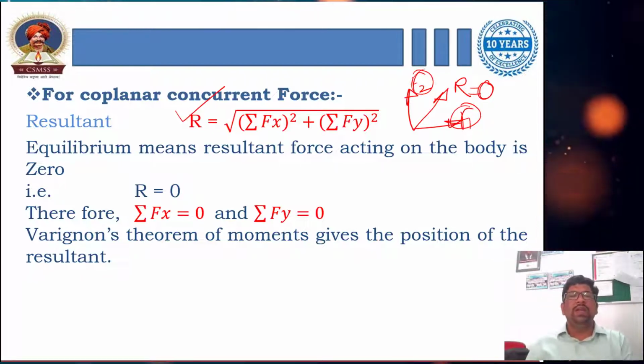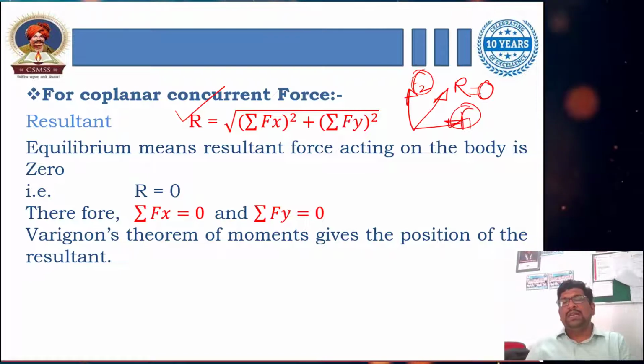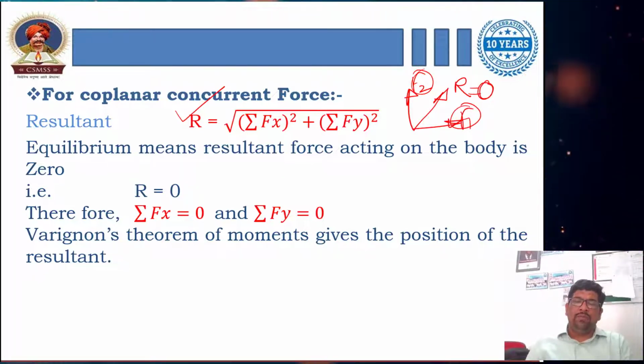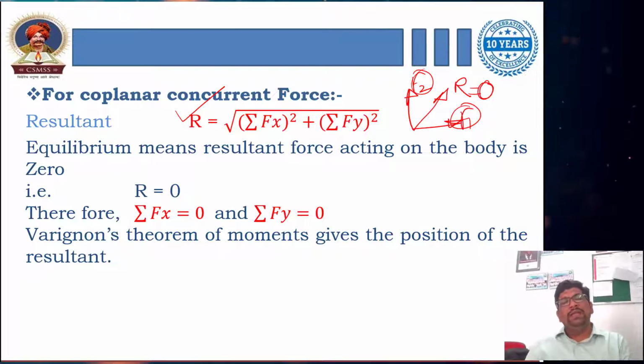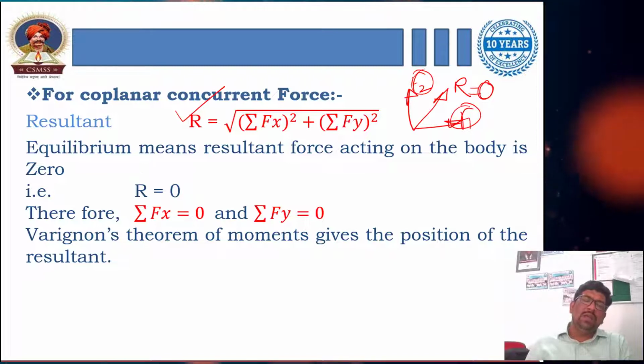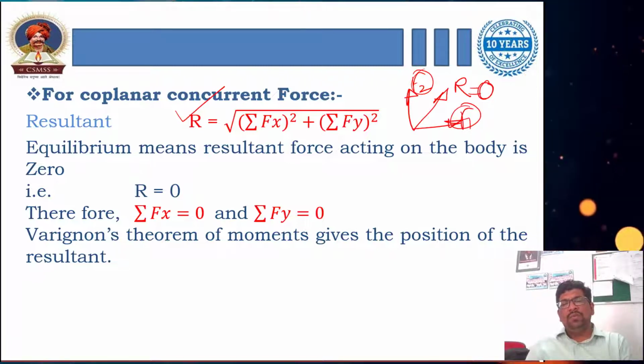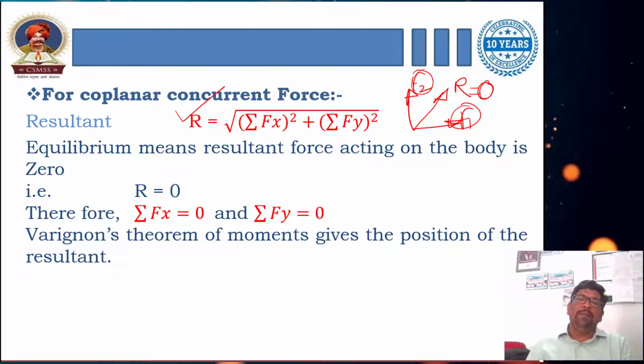That's why it is mentioned here that equilibrium means the resultant force acting on the body is always zero when your body is in equilibrium. And once your body is at rest and the resultant is zero, it is quite obvious that the summation of Fx is zero, and again the summation of Fy will be zero.